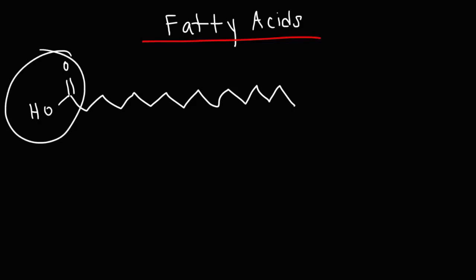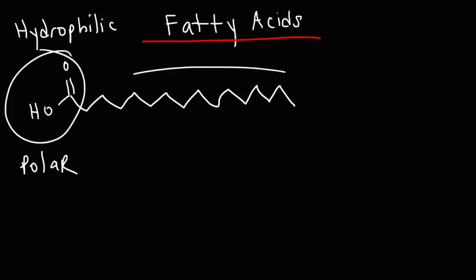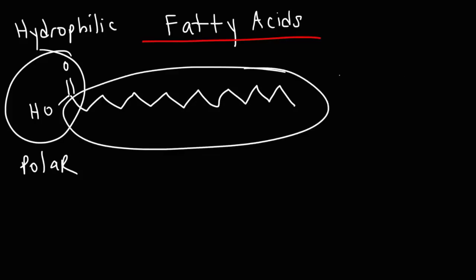The carboxylic acid portion of a fatty acid is the polar part. So this is the part that likes water. That's the hydrophilic part. And the tail of the fatty acid is the nonpolar part. So that is the hydrophobic part, the part that doesn't like water.